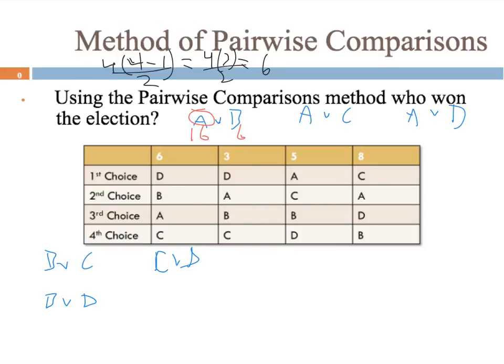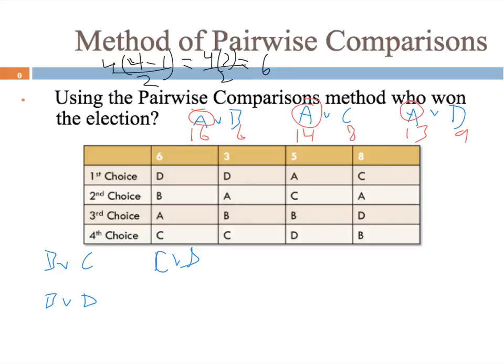Next, A versus C. So A is on top of C 6, and then 3, then 5, so 14 times. Okay, and C is remaining votes 8 times, so A wins again. A versus D. A is going to be on top of D 13 times. D is on top of A only 9 of those votes. So once again, A is the winner.